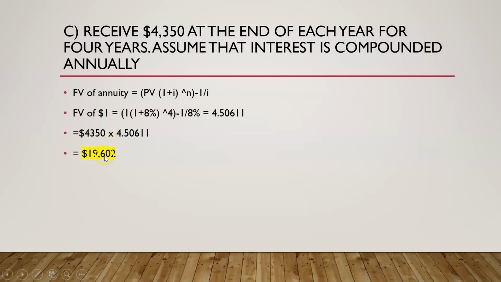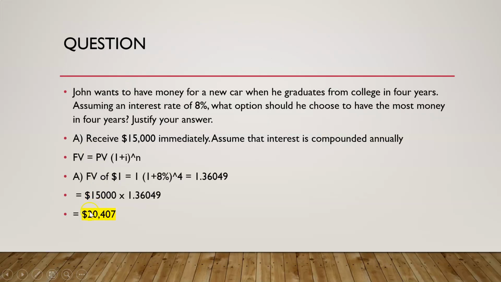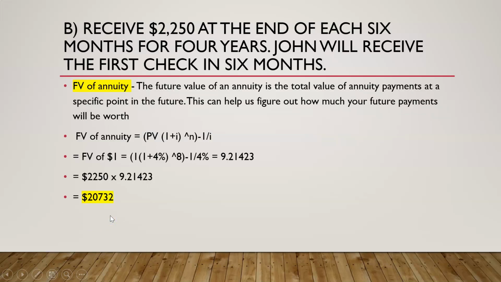This is the future value of annuity for $4,350. Now if we compare the future values of all three options, we can determine which one should be picked by John. So for option C, it's $19,602, option B $20,732, and option A $20,407. As you can see, he should pick option B, that is $20,732. That will benefit him more than the other two options.